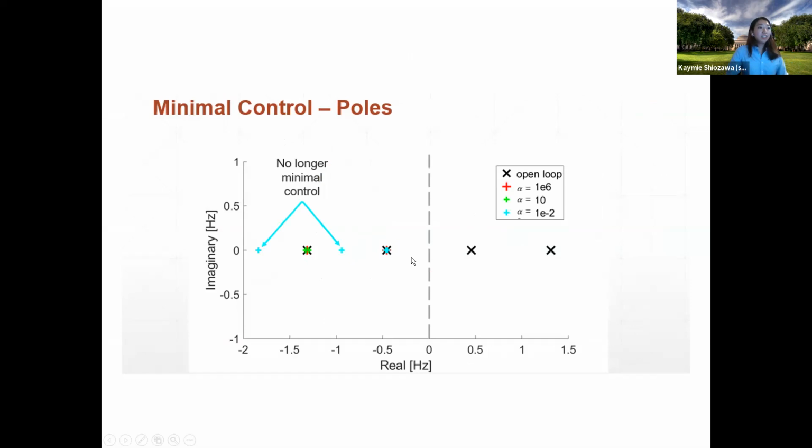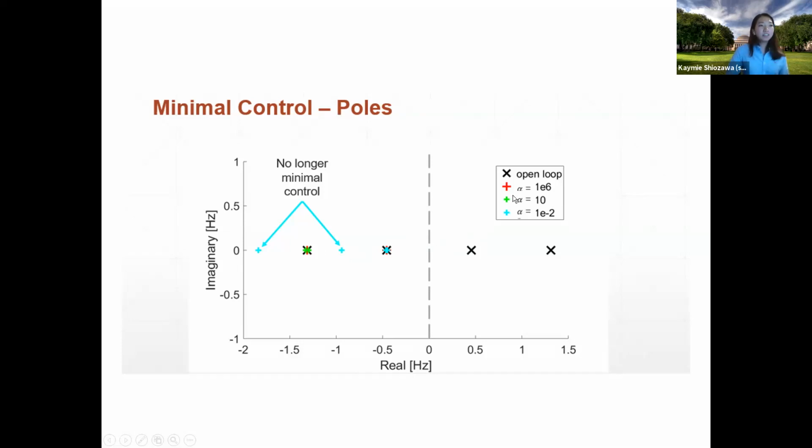And then when you apply a minimal control solution where alpha is a fairly large number, such as 10 to the 6 here, then we see that the poles get directly mirrored across this dashed line. So the red crosses are directly above the black crosses here.